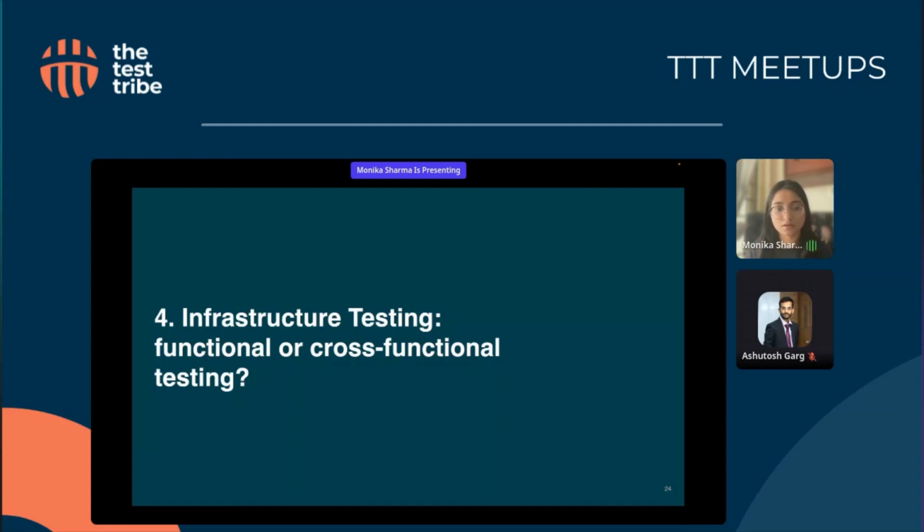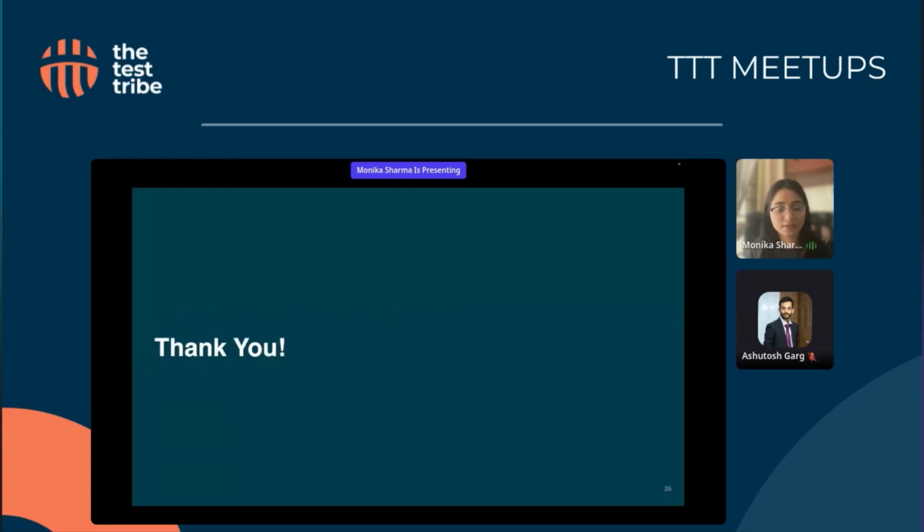So yes, I think for the people who said that it's functional testing, it is correct, because irrespective of the tools and libraries we are using for infrastructure testing, at the end we are testing the integration, we are testing the functionality only. Okay. So yeah, that's it for now.